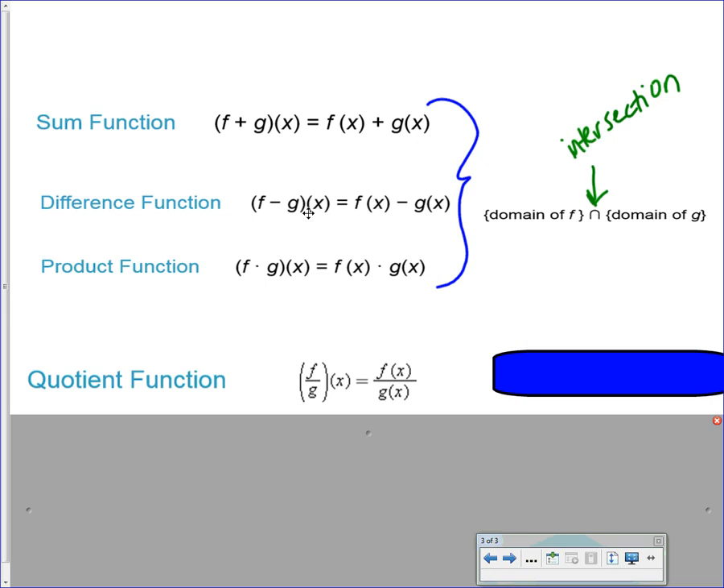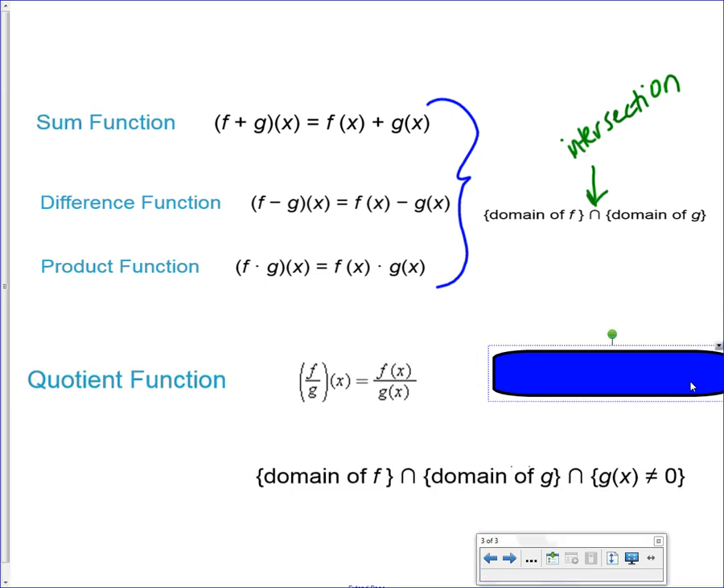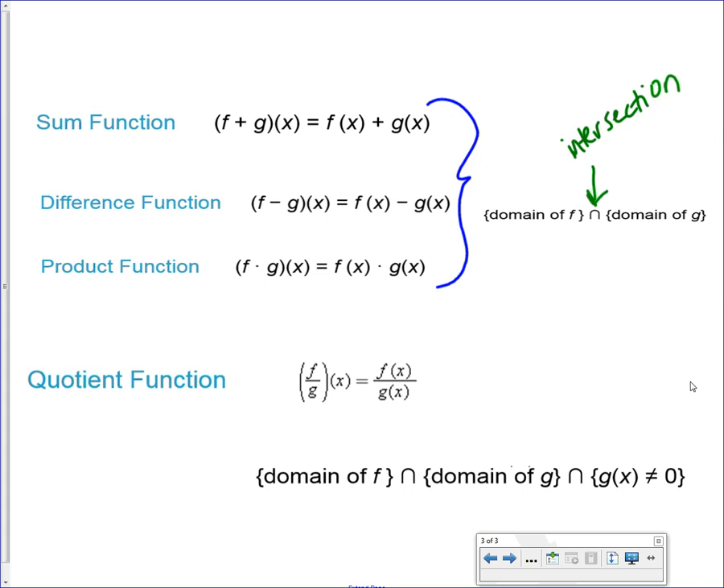The quotient function is almost the same. It's still the intersection of the two domains, just like the other two, but with an extra caveat. And that extra caveat being, remember that if we're dividing by g, you may not divide by 0. So you also have to exclude the place where g could potentially equal 0. So I'm going to do a couple examples with you, and then we'll pick this up in class.